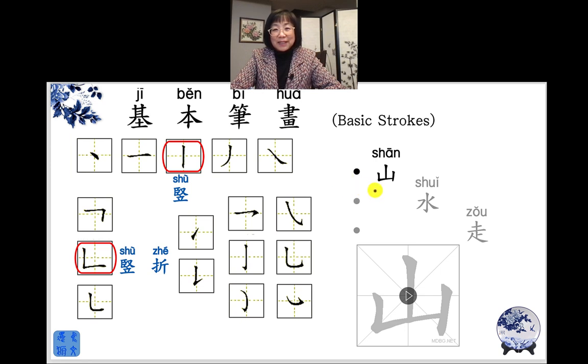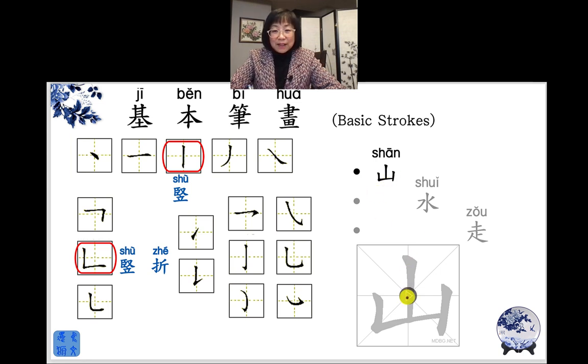All right, let's look at the strokes. First one, shan. We start with this middle stroke. It's a shu. And then the next stroke is this shu. And then a turn. We call shu zhe. And the last one is a shorter shu. So it's 竖, 竖折, 竖.